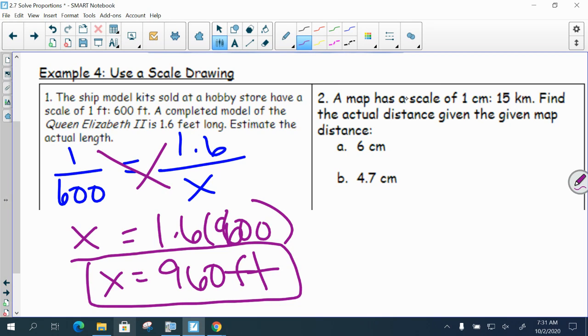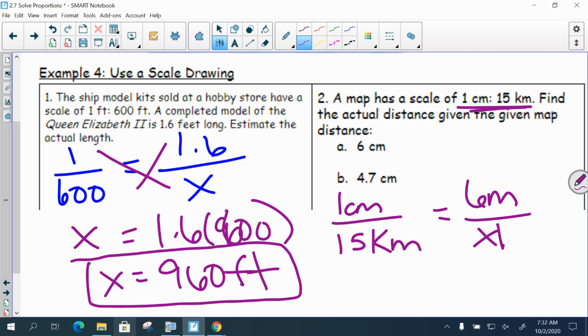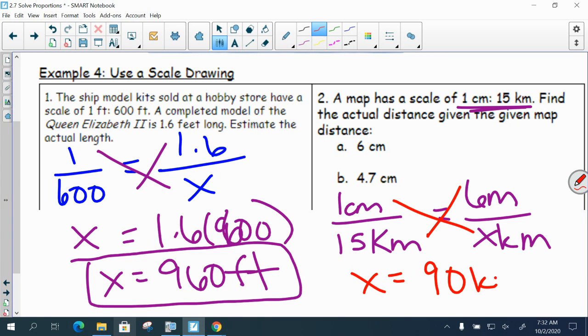Okay, number 2. A map has a scale of 1 centimeter to 15 kilometers. Find the actual distance given the map distance. So once again, we'll write our ratio here. 1 centimeter over 15 kilometers equals 6 centimeters over x kilometers. Okay, so write the cross product. So we would have x is equal to 15 times 6 gives us 90. And this would be 90 kilometers.